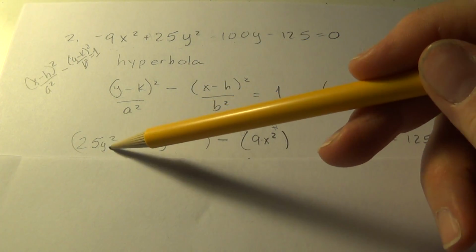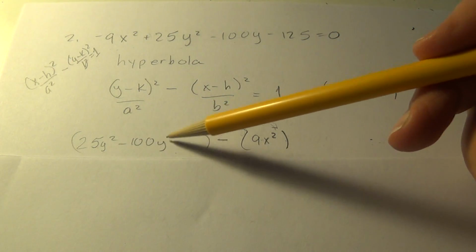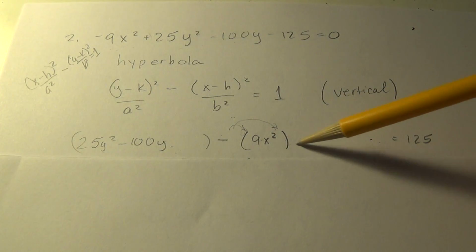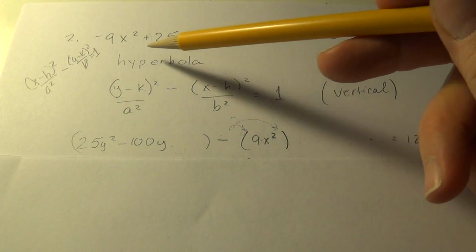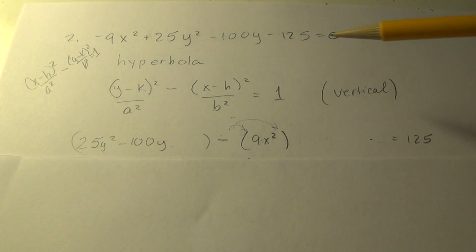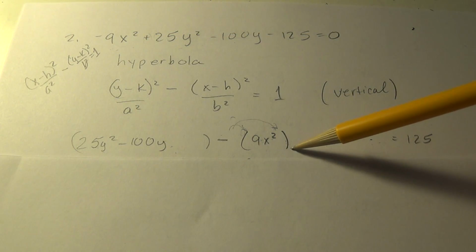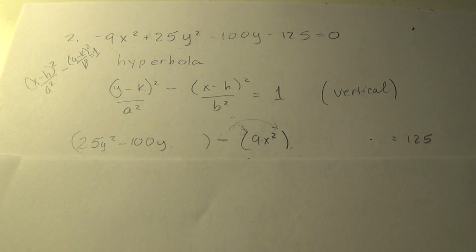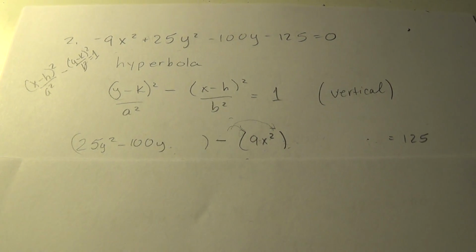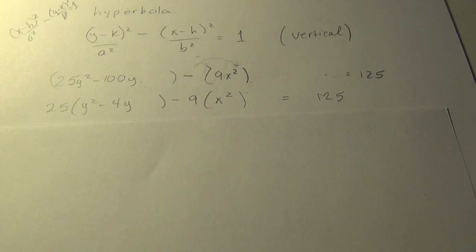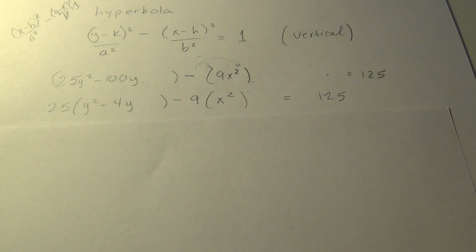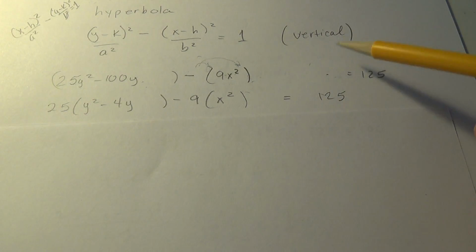So back here, 25y squared and a minus 100y. For some reason, I paired that also with the x squared. No. I need an x term, and there is none. So this one just sits by itself and the constant goes to the other side. Please forgive me. Now I'm going to pull out the 25 so I can complete the square, and the 9, so to speak. And we have the 125 sitting here.